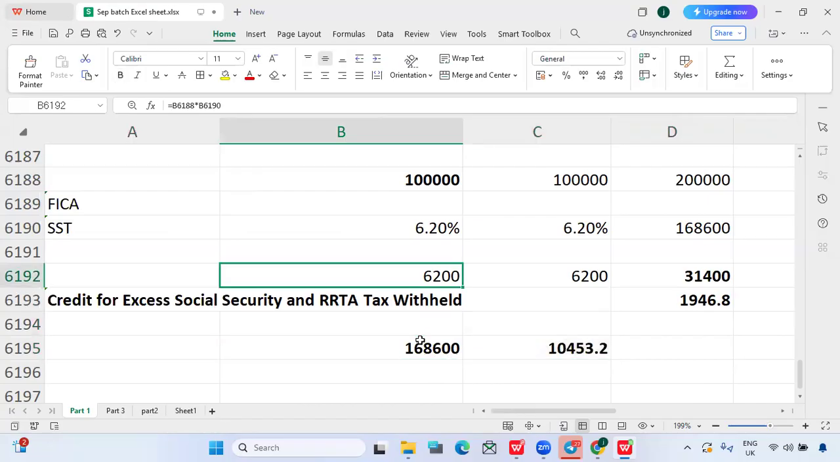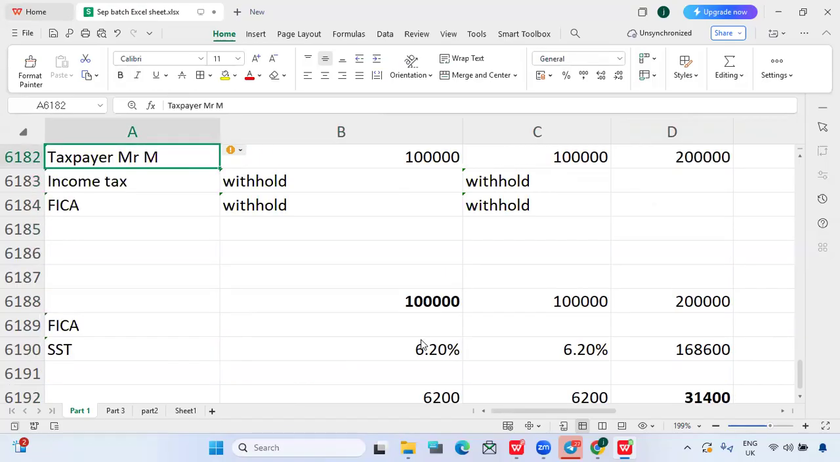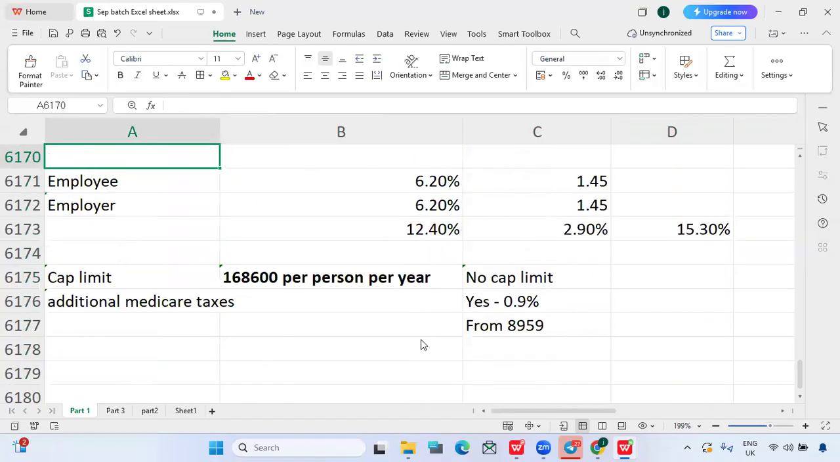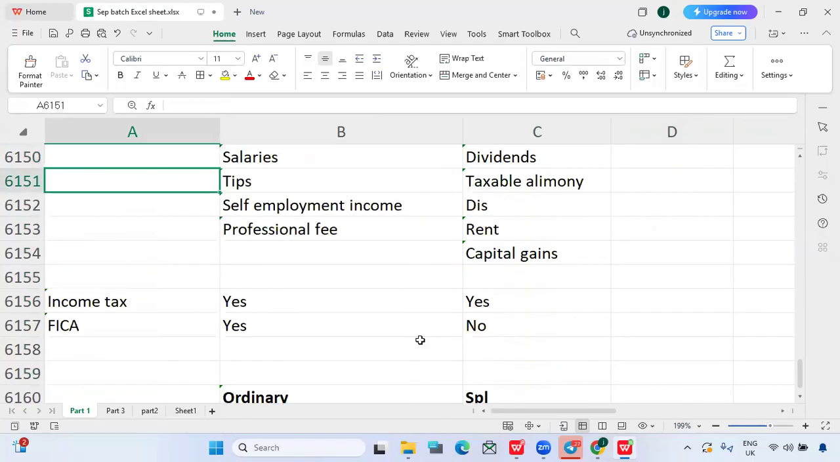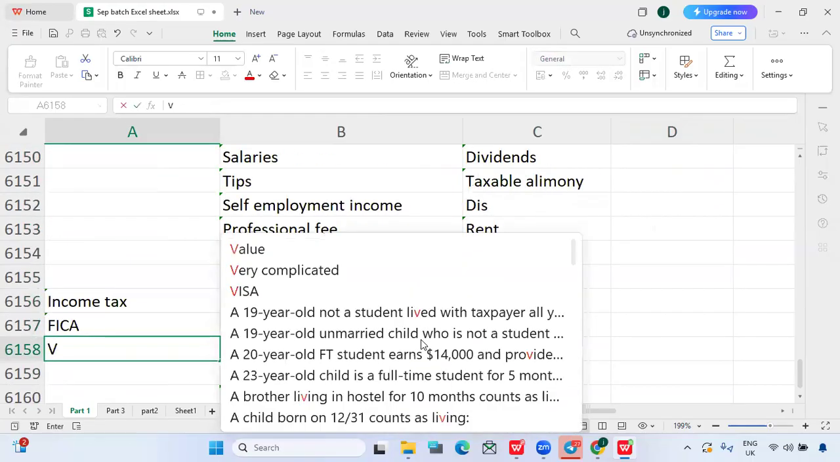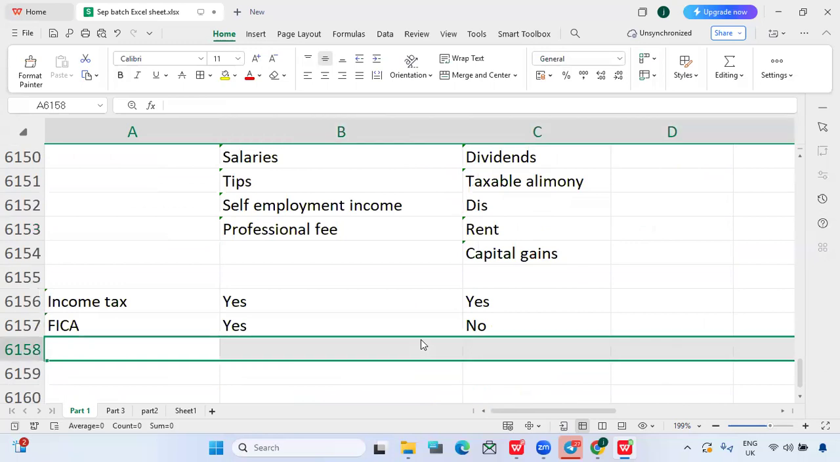So now this is the employee point of view we have seen. If the same person, we have FICA taxes. So this is for the employee case.